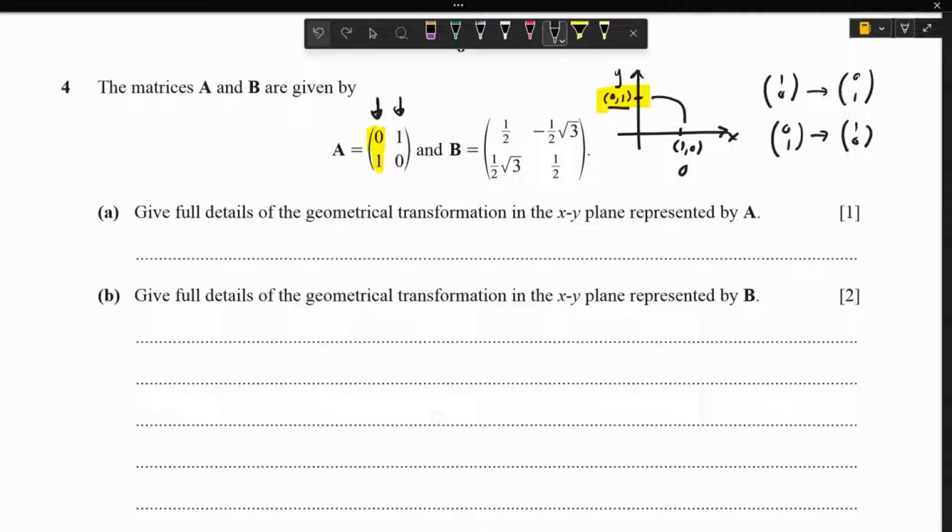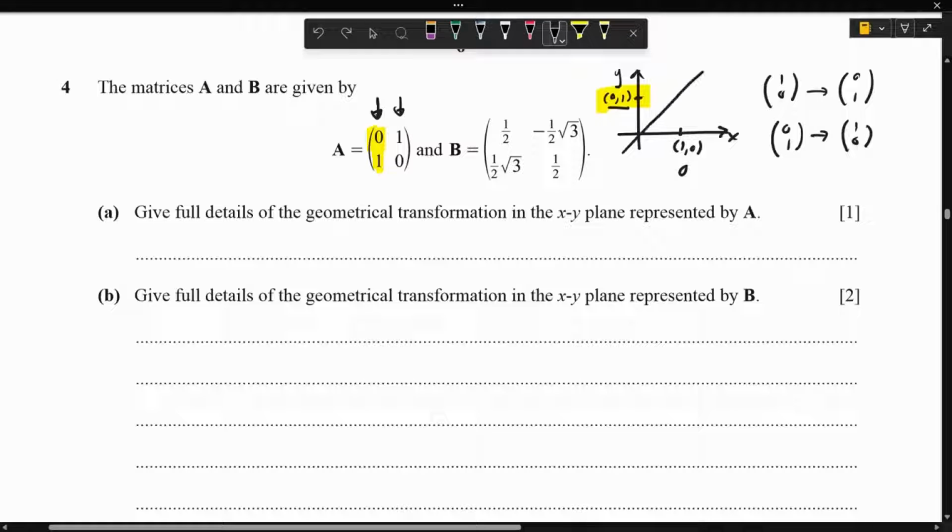So what I can see happening here is a reflection. It is actually a reflection in the line y is equal to x. This line is the line y is equal to x. That is what's causing this point to be reflected to become this point, and this point to be reflected to give us this as the image. So that's basically what's happening here. Let's go on to part B.